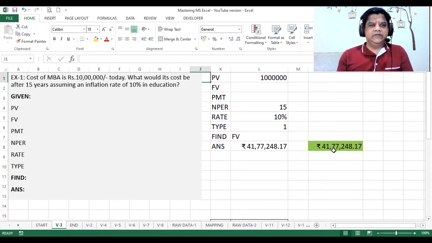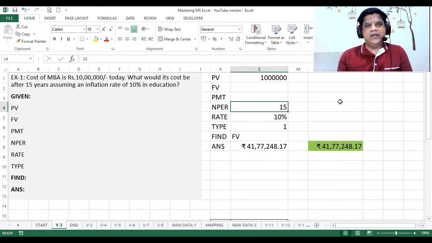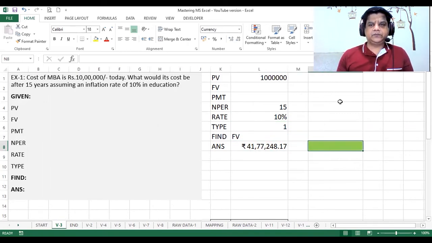So let's see what has been given to us here. The cost of MBA is 10 lakh rupees, which is PV or present value. N per year is 15 years. Since it's annual, we'll look at only 15 years. Rate is 10%. Type is 1 because nothing is given. What we need to find is the future value of the cost of MBA. So we will type FV in our cell. Let's do the calculations here.